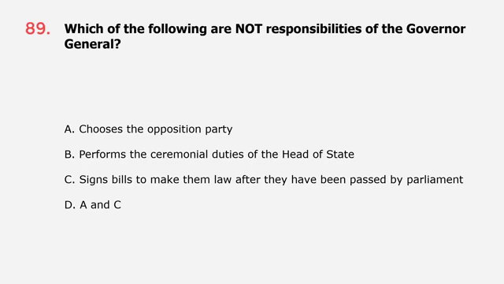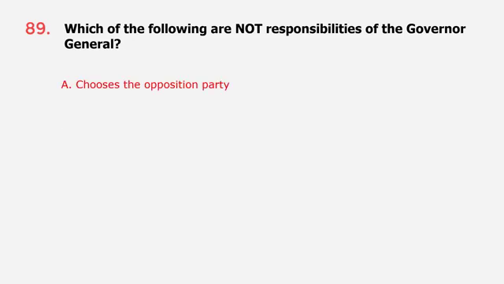Question 89. Which of the following are not responsibilities of the Governor General? A. Chooses the opposition party. B. Performs the ceremonial duties of the head of state. C. Sign bills to make them law after they have been passed by the Parliament. D. A and C. The answer is A. Chooses the opposition party.